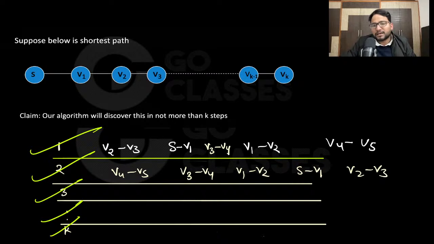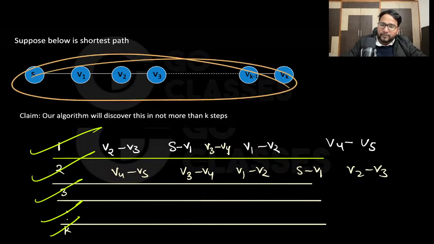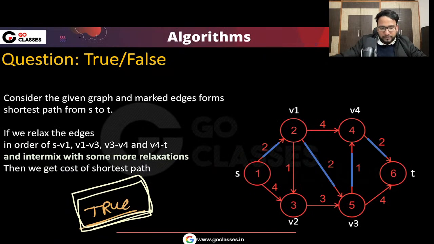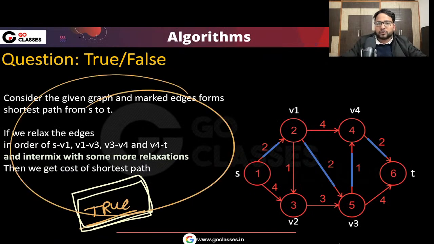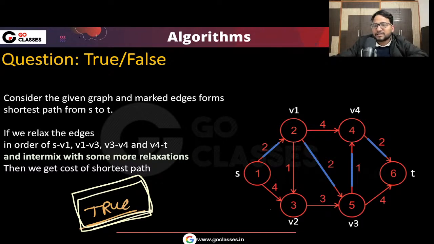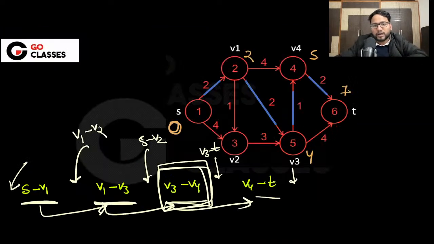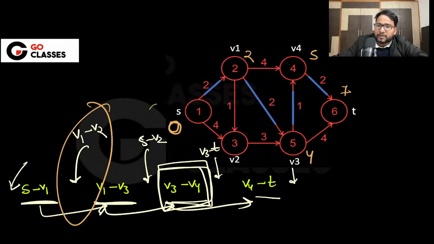Now let's see how Bellman-Ford works so beautifully. Interestingly, if this is the shortest path, do you remember the question that we solved earlier, this intermixed question? It says that if you relax in this order, even though you intermix something in between, you will still finally get the shortest path, right?